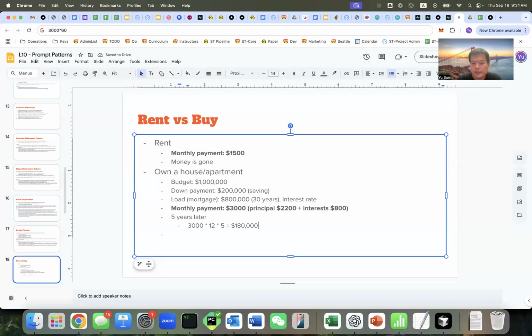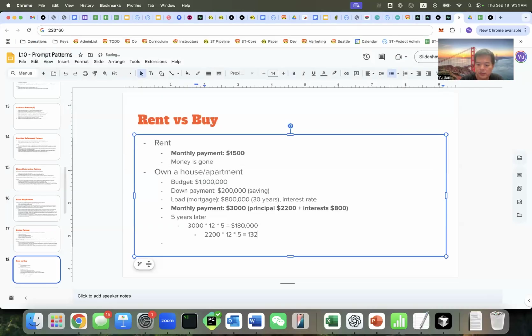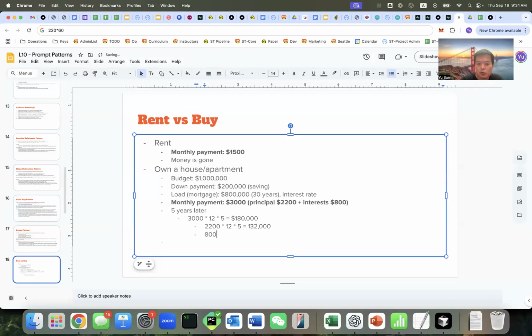But that money you pay, it's not all gone. Part of it is the interest, and part of it is principal, right? So if you do the calculation, this one goes to principal. This one is 132,000, and then this one is the fee you pay to the bank. So that's 48,000.